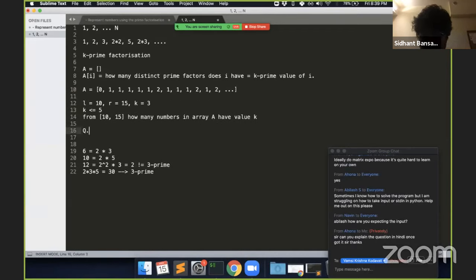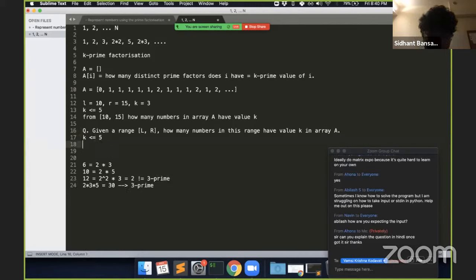So the question reduces to: given a range L to R, how many numbers in this range have value k in array A. K is less than or equal to 5. L and R are pretty big. That's it. That's the question.